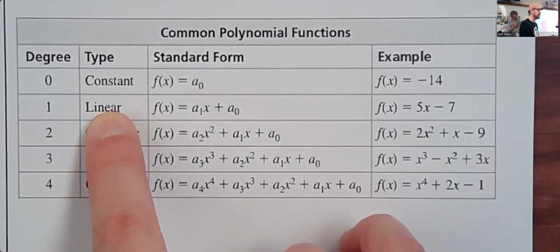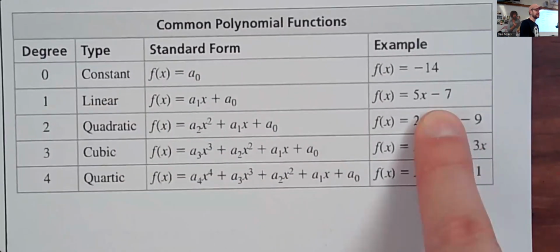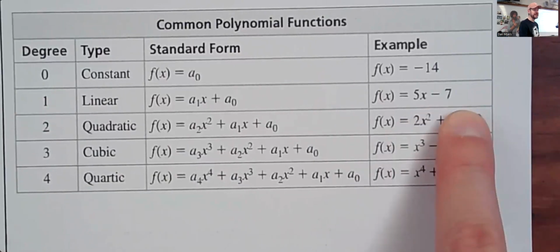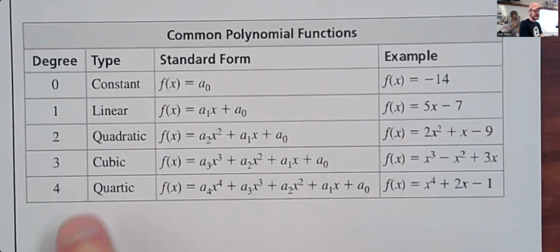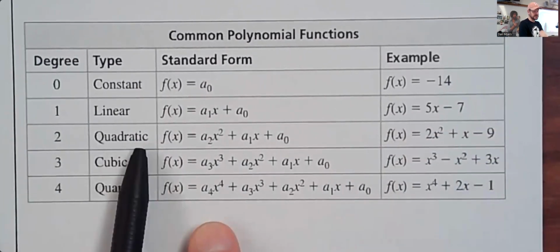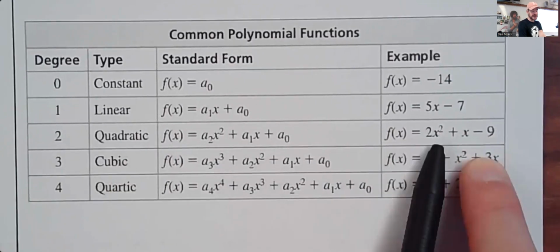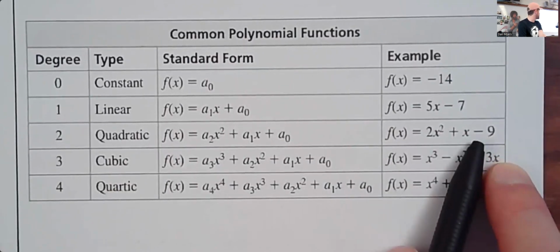So like that would be a line on a graph, like 2x plus 4 or 5x minus 7. The highest exponent for x is 1, even though it's not shown, it is 1. 5x minus 7 would be a linear binomial because there's 2 terms. If the highest exponent is 2, that's a quadratic. F of x equals 2x squared plus x minus 9. This is a quadratic trinomial. We just got done seeing a whole bunch of stuff like that.